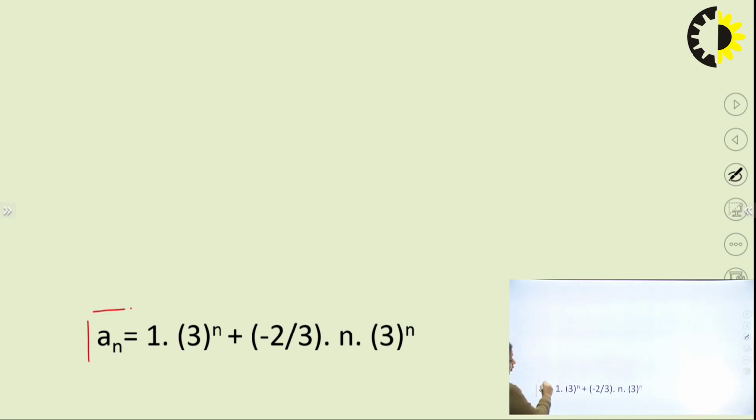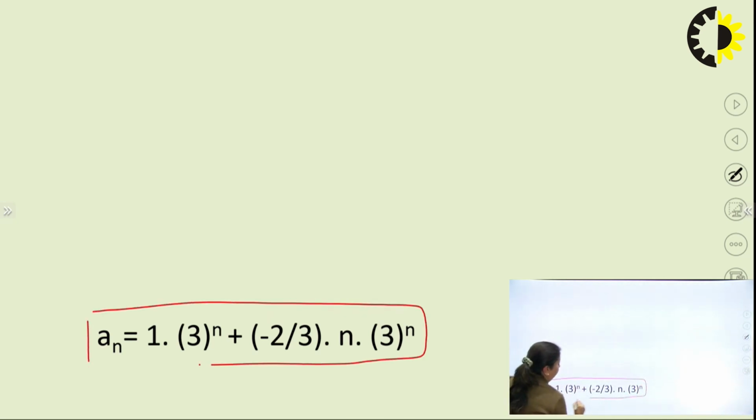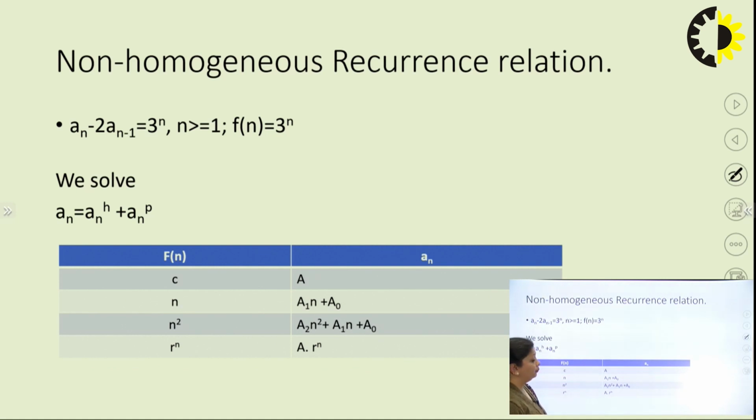The standard solution an is equal to the value of a dot r1 to the power n plus b. This was the value of b into n dot 3 to the power n. So this is the standard solution for this question. Now up till here we had talked about first order and second order homogeneous recurrence relation. Now let's see what a non-homogeneous recurrence relation is.